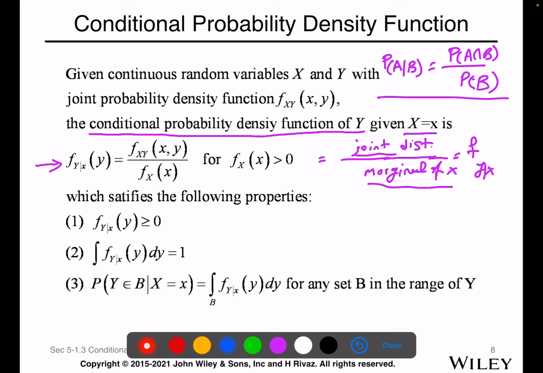And it satisfies these properties. First of all, it's always positive, because probability cannot be negative. And it can be more than one, which is okay, because the integral of this is probability. As you can see in the third property, if you want to calculate the probability of y being in some set, given that x is something, that is the integral of the conditional PDF. Because the integral is probability, this thing can be 10, can be 100, can be any number, but it's positive.